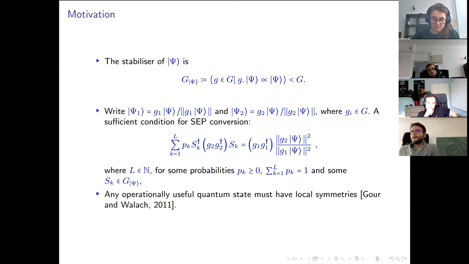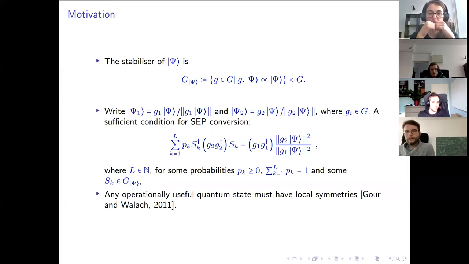So of course among these operations, there are some which do not change a given state, or change it only up to a rescaling. This leads us to the stabilizer, which is a subgroup of G. And there's a condition which tells us when two pure states can be connected via SEP. This is a condition from a paper of Wu and Owari.